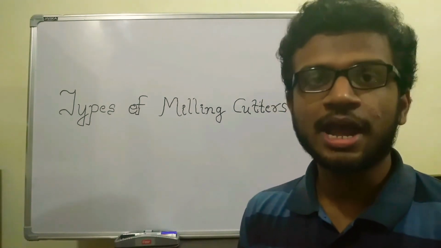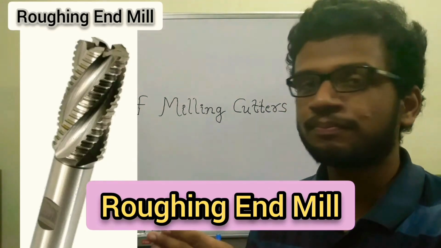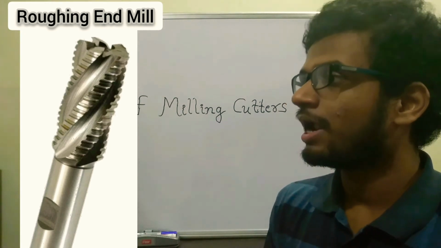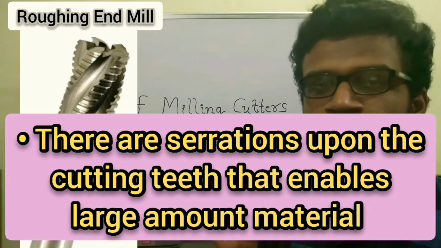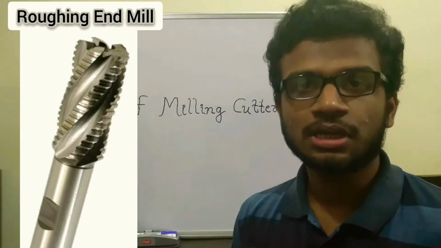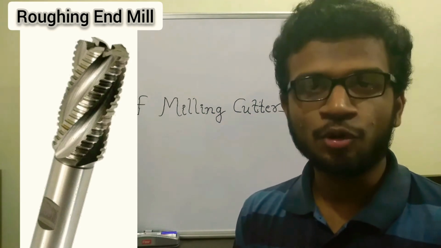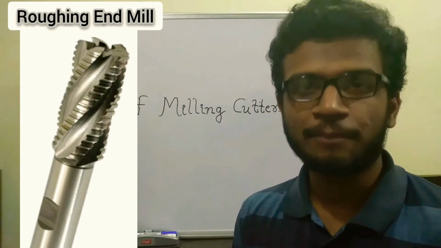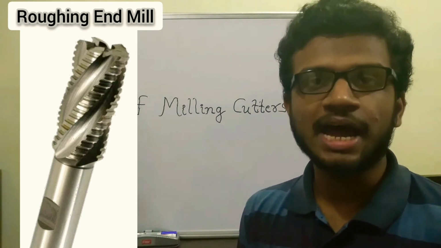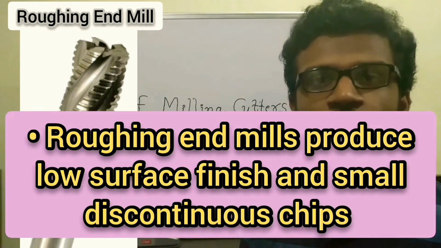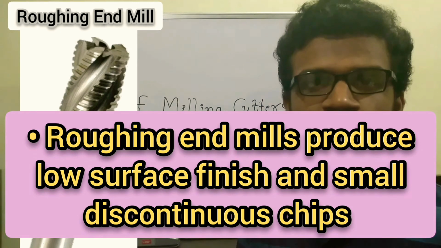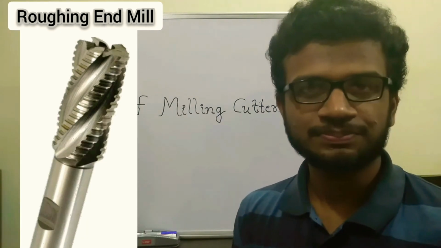Then comes roughing end mill. Again, the diagram of roughing end mill. By looking at the diagram, we can see that there are serrations upon the teeth, and because of these serrations, roughing end mill can remove comparatively large amount of material. And the drawback of using roughing end mill is that it produces a rough surface finish, and it produces small discontinuous chips which are difficult to manage.